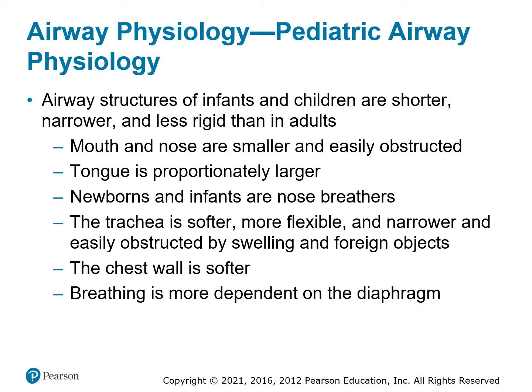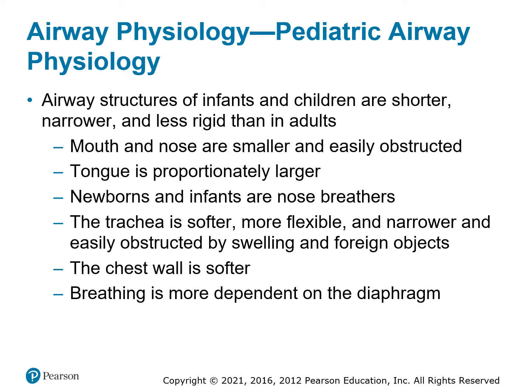Pediatric airway. Things we have to remember, and this will help us adjust how we're treating the airways of the pediatrics. Their airways are shorter and narrower. Remember, they don't have much of a neck, so the airways are a little bit shorter there, and it sits a little bit more anterior. So you can't just tilt the head back. You have to do a little bit more adjustment on it. Mouth and nose are small, so we can get obstructions. Just a little bit of mucus in the nose will give you a complete airway blockage for a kiddo.